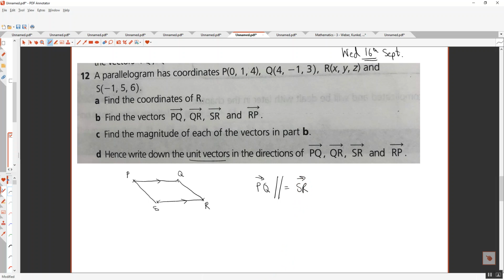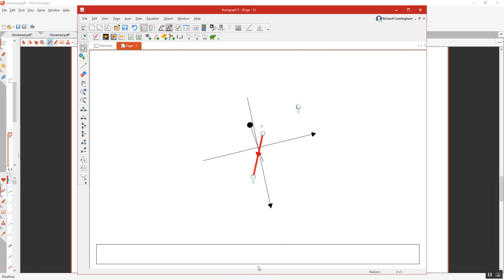And what I've also done is I've drawn this in Autograph. This is a free piece of software which you can play about with. I've got my values, there's P, Q, S, and I still have to put my value of R in, but this is in 3D. You can see where those three points are, and I'll put the vectors in shortly, whenever I work out the value of R.